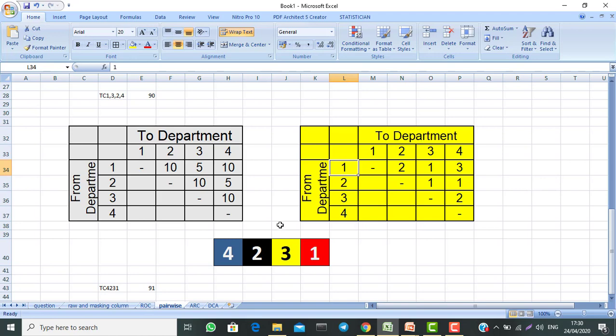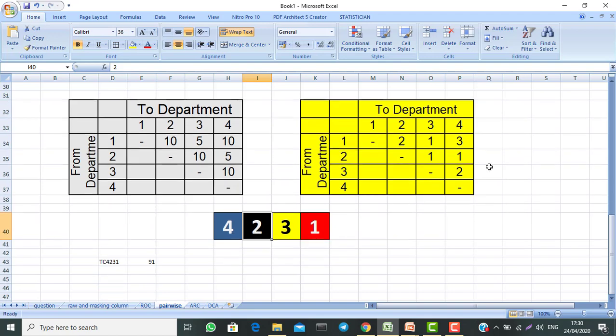From number 1 to number 2, we need 2 steps. And for number 1 to number 3, we need only 1 step. From number 1 to number 4, we need 3 steps. And continue until the matrix is filled with the numbers of steps. And the last procedure is multiplying the unit load by the distance matrix. 10 times 2 plus 5 times 1 plus 10 times 3 and so on. And then we got 90.